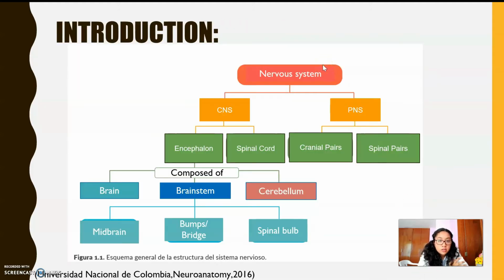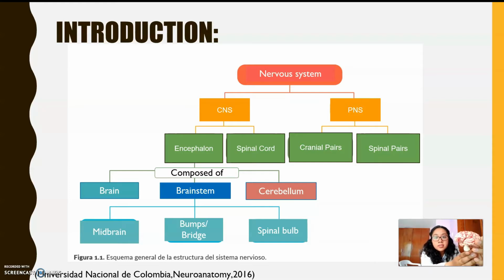Today we are going to talk about the nervous system, which is divided in two parts, the peripheral nervous system and the central nervous system. The peripheral nervous system is composed of the cranial pairs and the spinal pairs. On the other hand, we have the central nervous system, composed also of the spinal cord, which will be this part of the brain, this one, and the encephalon here.